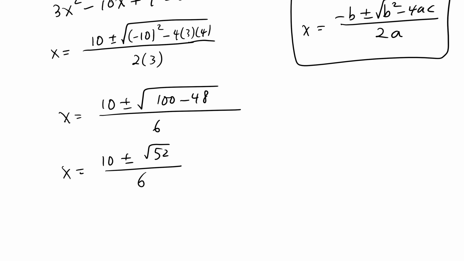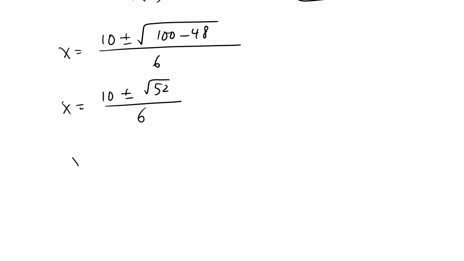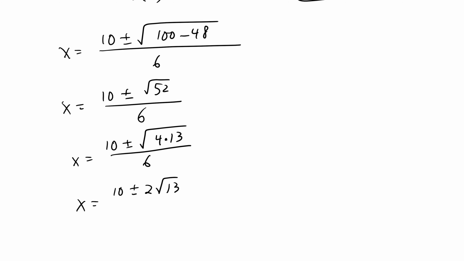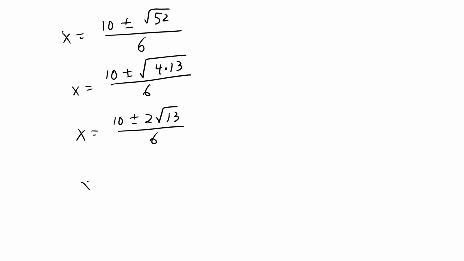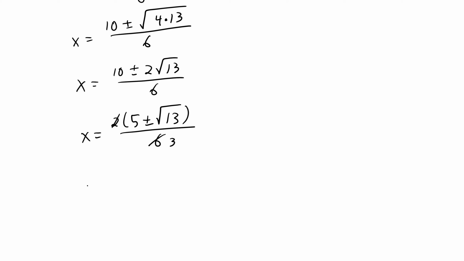If you leave the answer like this, you may lose points because it's not totally simplified. Notice the 52 is 4 times 13, over 6. That's a plus or minus. You can take the 4 out as a 2. X equals, take a 2 out, 5 plus or minus the square root of 13 over 6 divided by 2, 1, divided by 2, 3. So that gives me x equals 5 plus or minus the square root of 13 over 3.